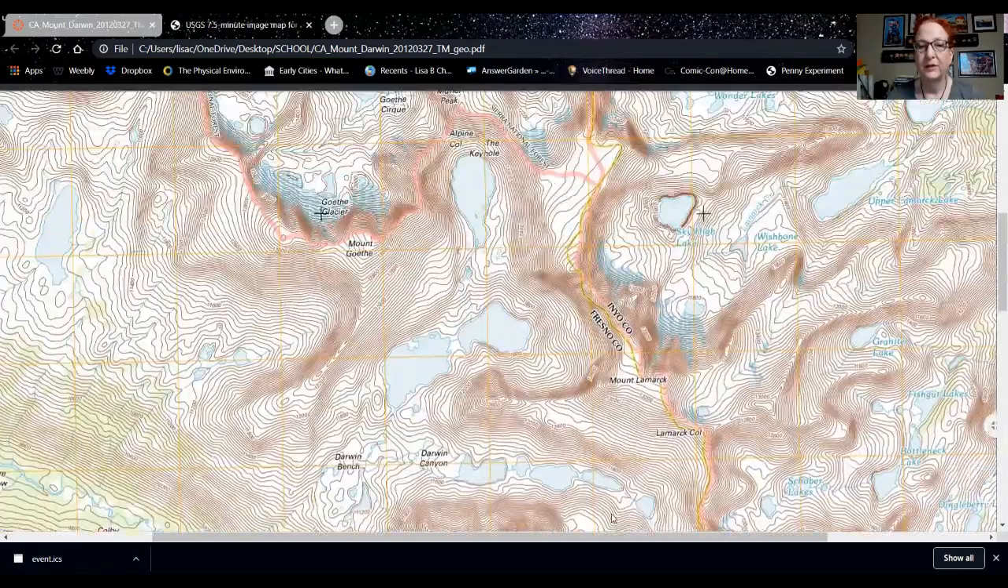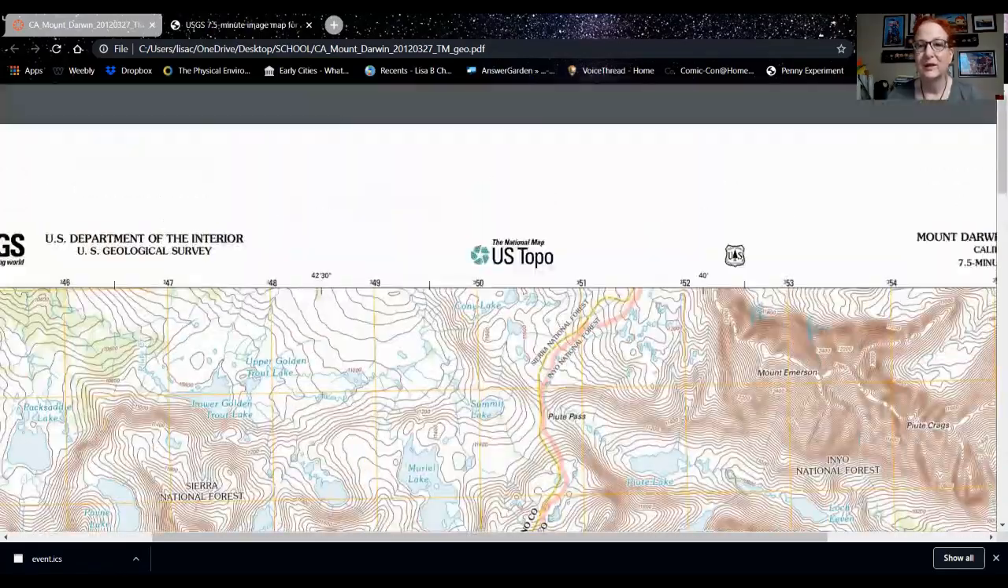So that's the tour of the USGS topographic map.